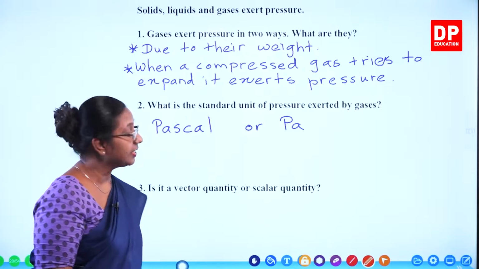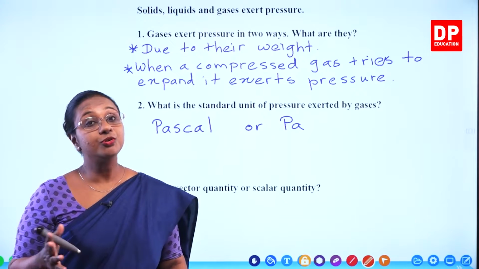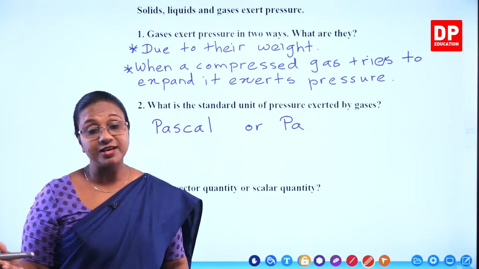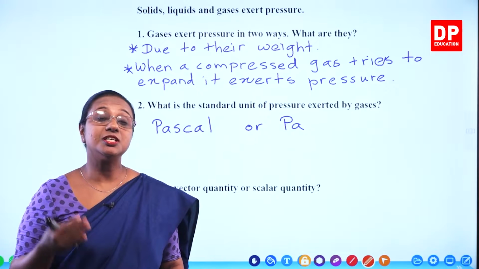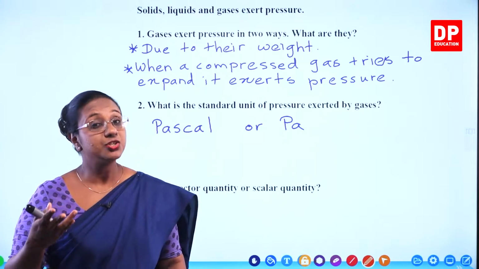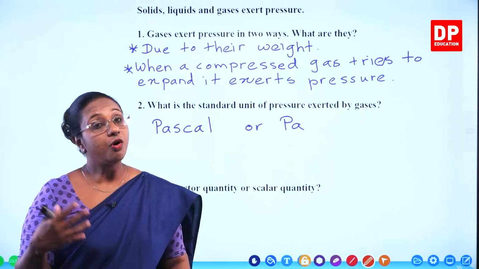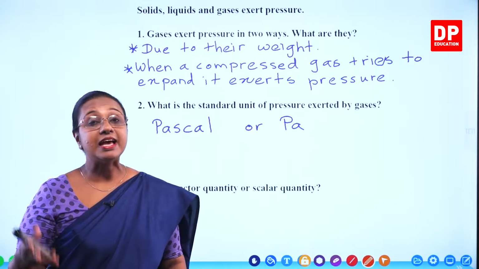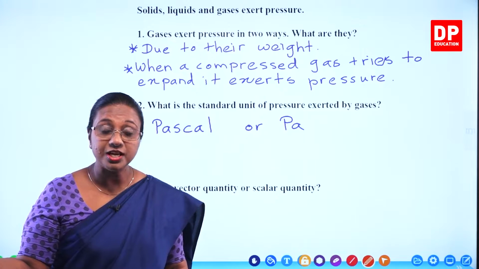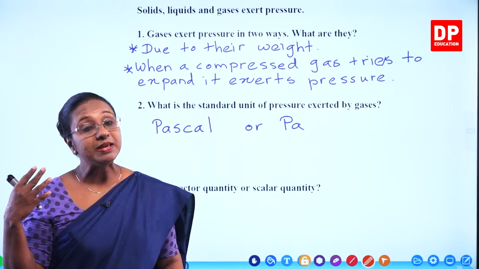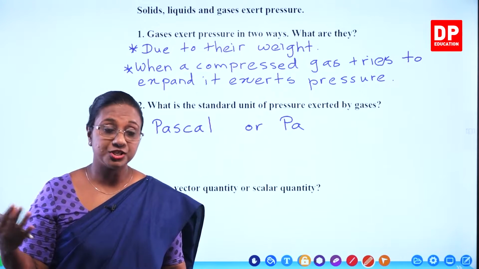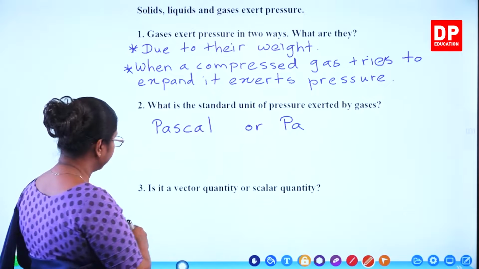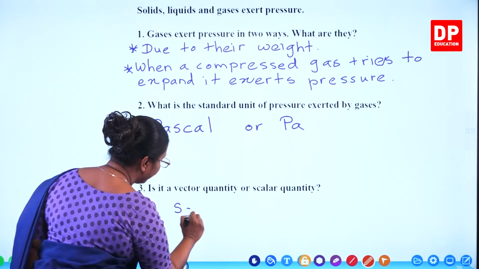Is it a vector quantity or scalar quantity? You know that. It is a scalar quantity. Why? Because pressure does not have a direction. It only has a magnitude. Or in other words, you can think gases and liquids exert pressure in all directions. That means they don't have a direction. So it is a scalar quantity.